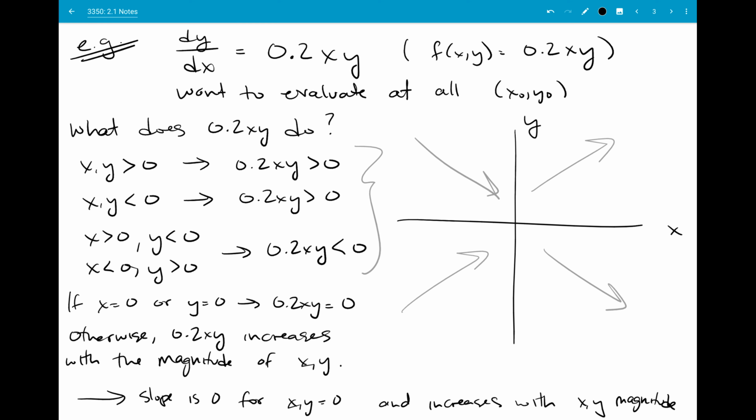Okay, so now that we know that the slopes we're seeing should be positive in this quadrant and this quadrant, negative in these other two, I'm going to erase all those because it's going to really clutter up the figure if I don't. And we know that the slope should be 0 anytime x and y are 0, and then sort of decrease from there, or sorry, increase from there.